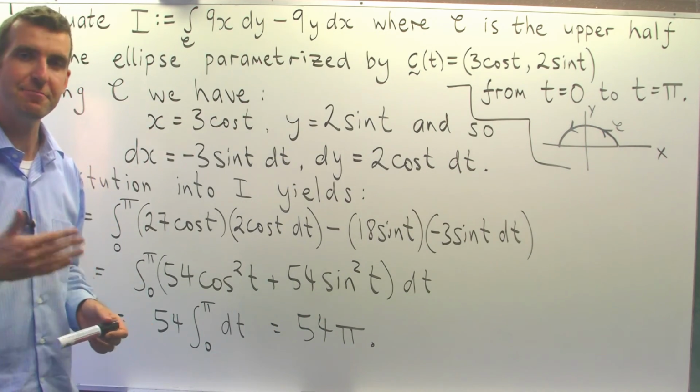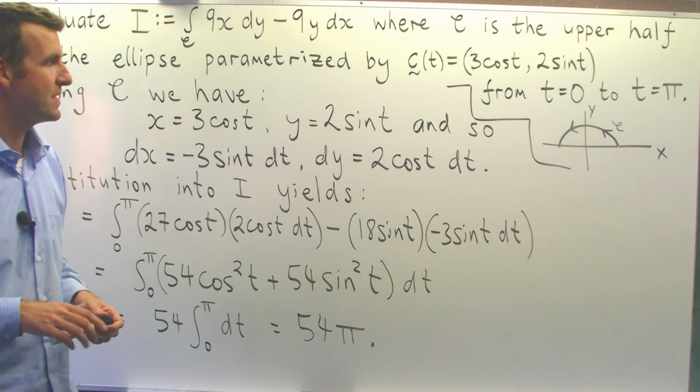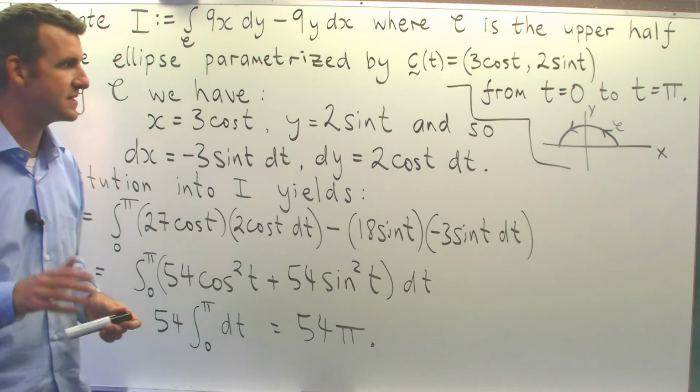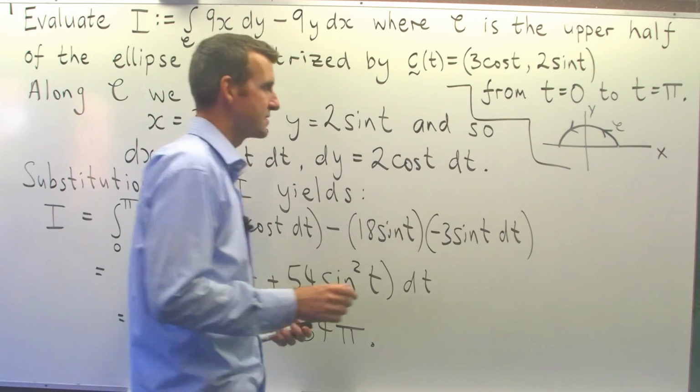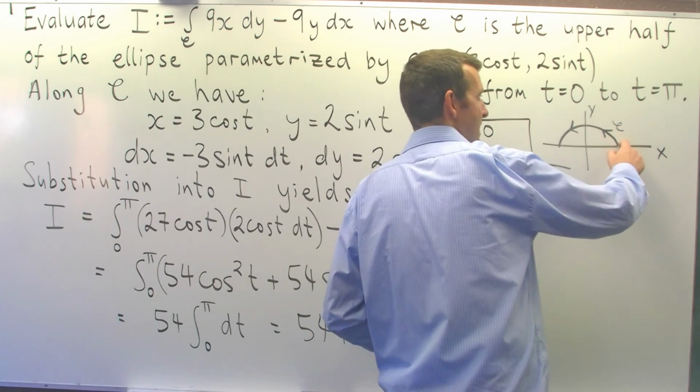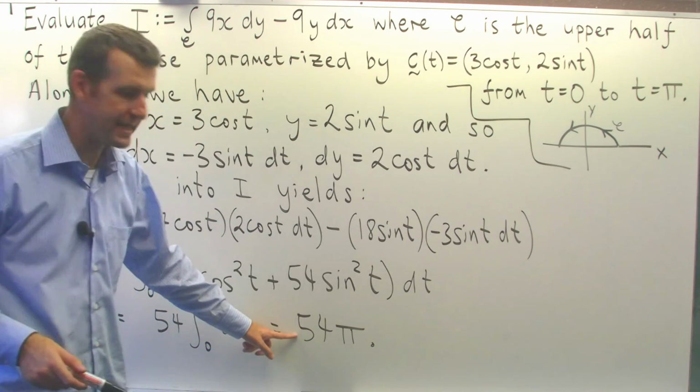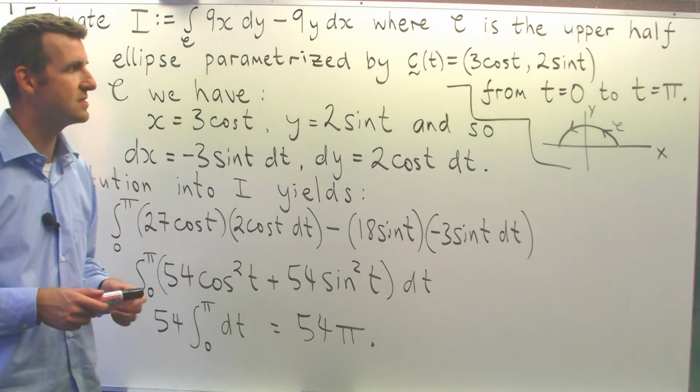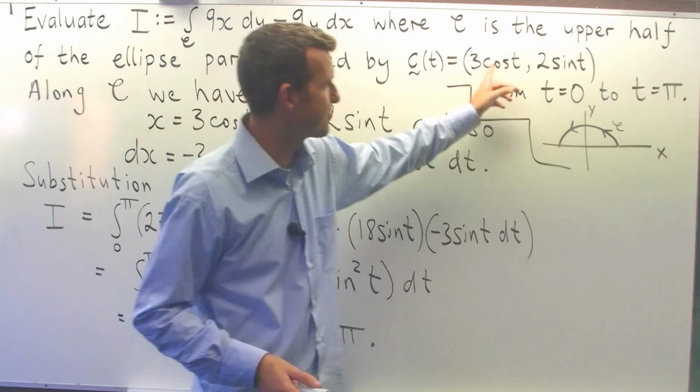There are lots of other applications. One thing to remember with line integrals is that direction is important. So, for example, if we were going the other way, we would actually get a negative here. So direction is important, and that comes back to the parameterization.